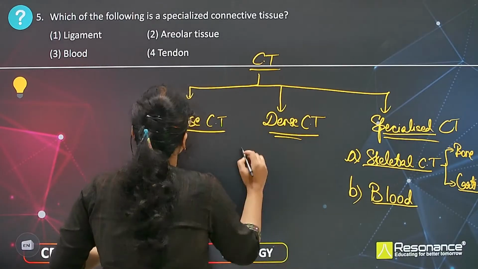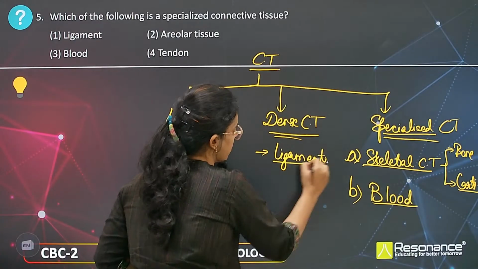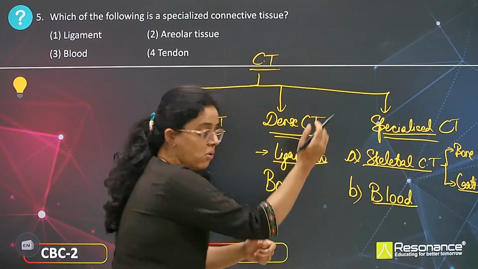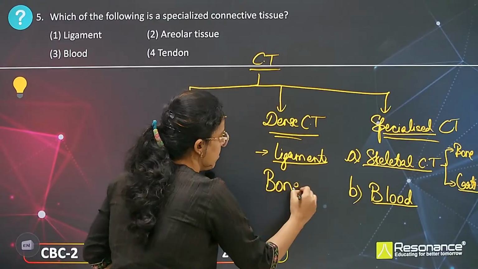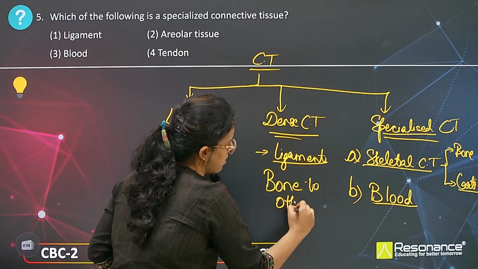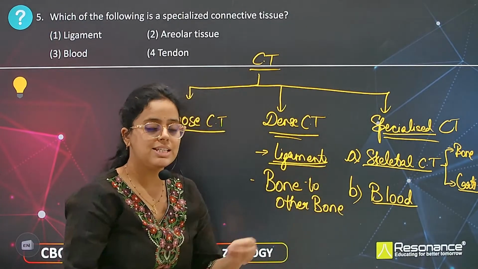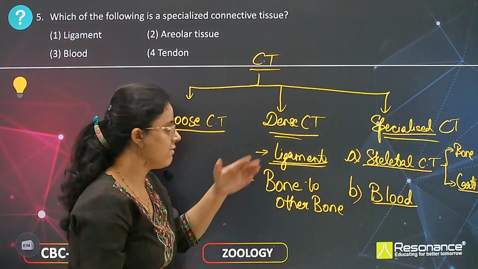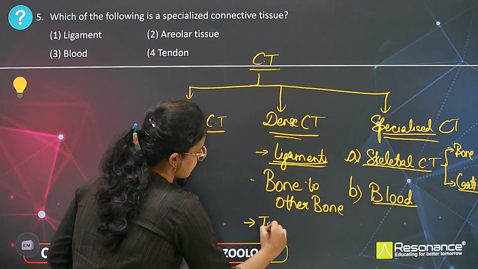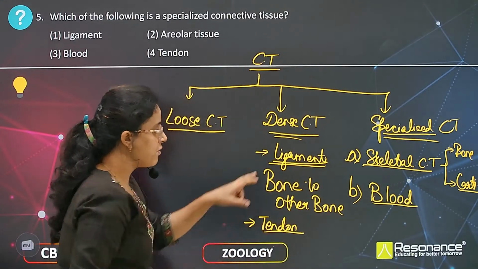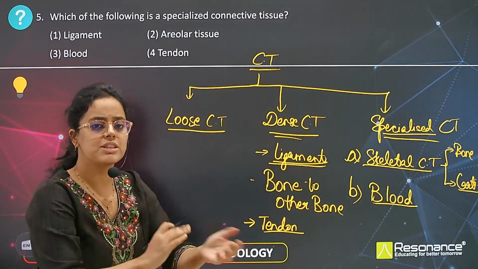Ligament is the one which connects bone to bone. Remember, in bone joints, one bone is connected to another bone due to ligaments, and these ligaments consist of elastin fibers. Now tendons, what is a tendon? You don't have to get confused about ligament and tendon. Ligament connects bone to bone and is present in the bone joints.